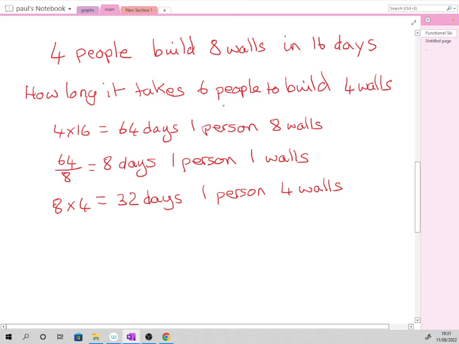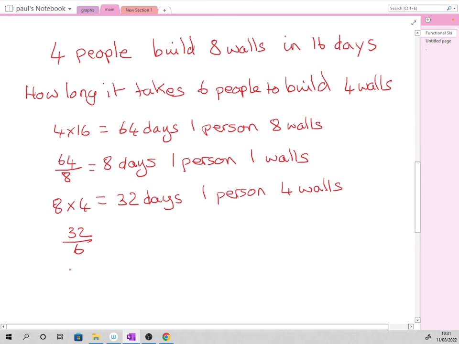Hooray, we're nearly there. Now we need to find out 6 people. So it will be a lot quicker putting 6 people onto the job. So to find out how long it takes 6 people to build 4 walls, we're going to take the 32 days and divide that by 6.